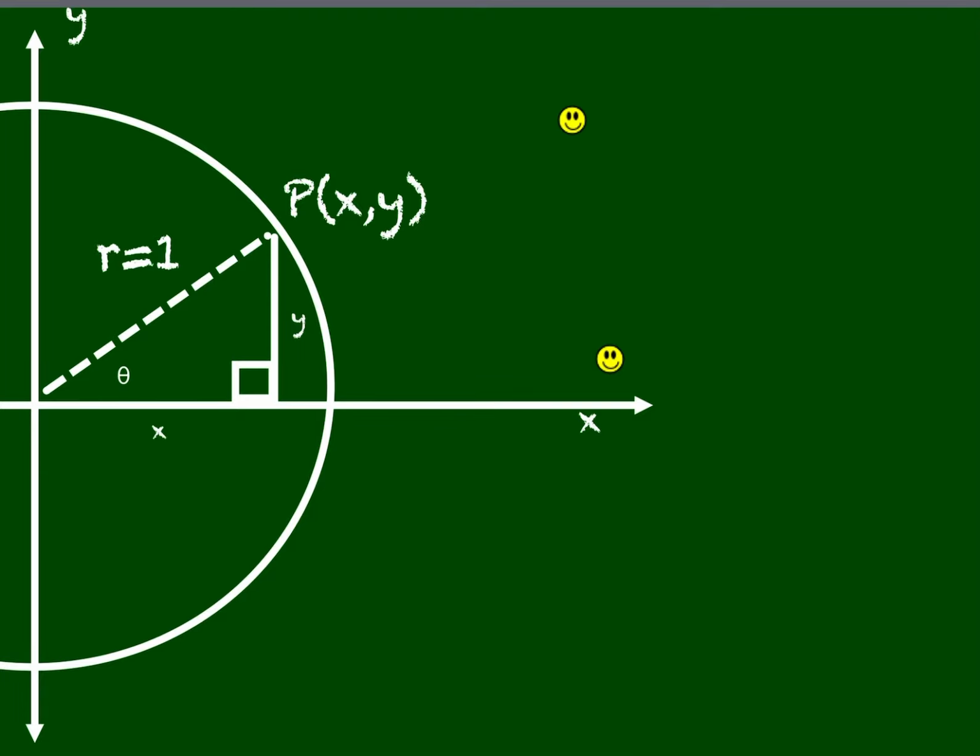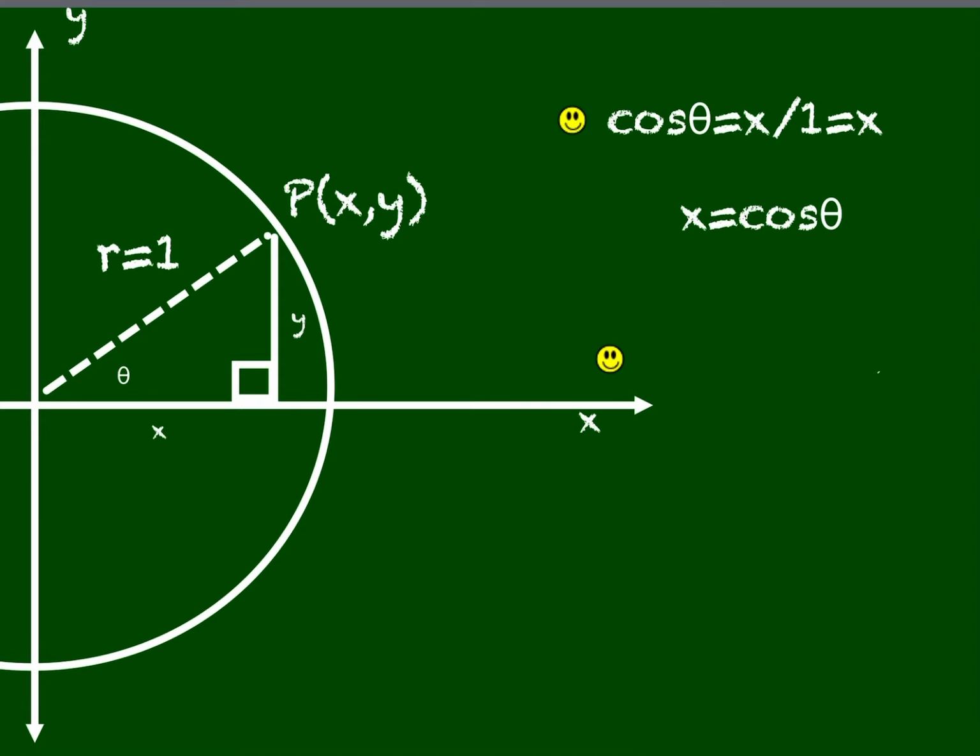So what is cosine theta? Cosine theta is adjacent over hypotenuse. It means x over 1. So from here, we can understand that it equals x. x equals cosine theta.